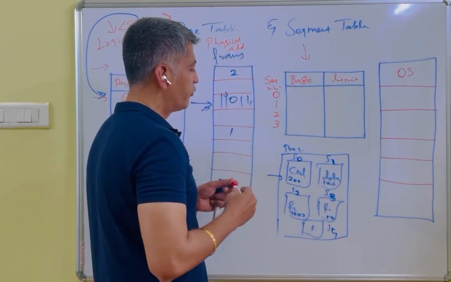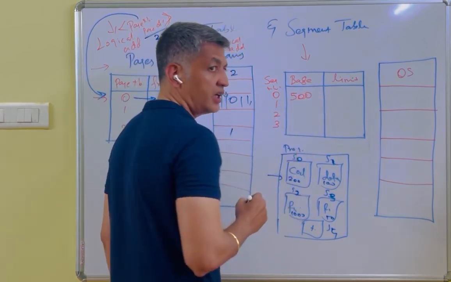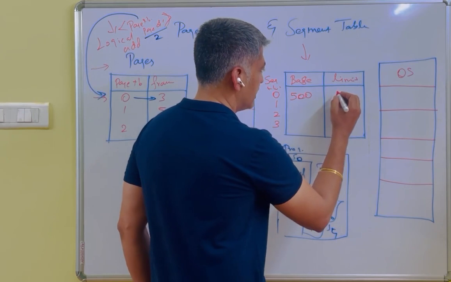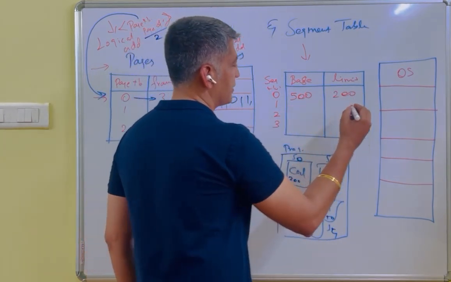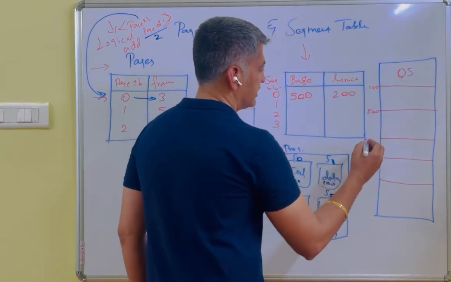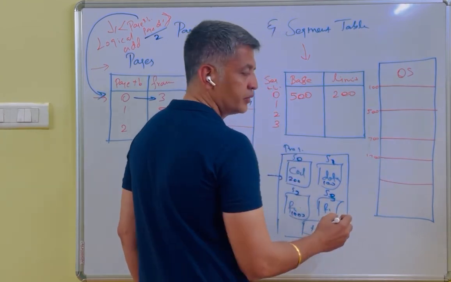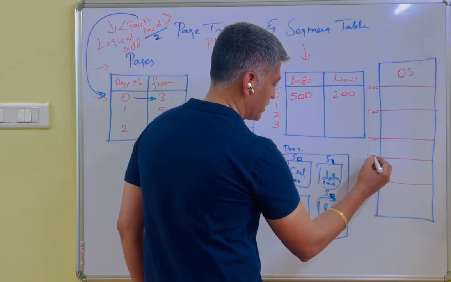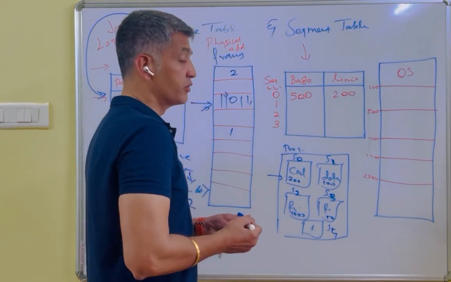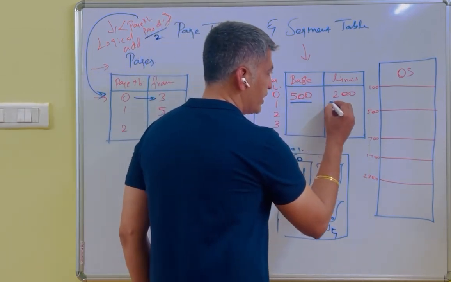For my segment 0, my starting address may be 500. This is my base address. Then how many locations are required? 200, so my limit will be 200. For example, the entries may be 100, 500, 700, and 1700, and then 1700 and 2300, something like that. Now, how will the table entry be? This is my base address, and this is my limit.